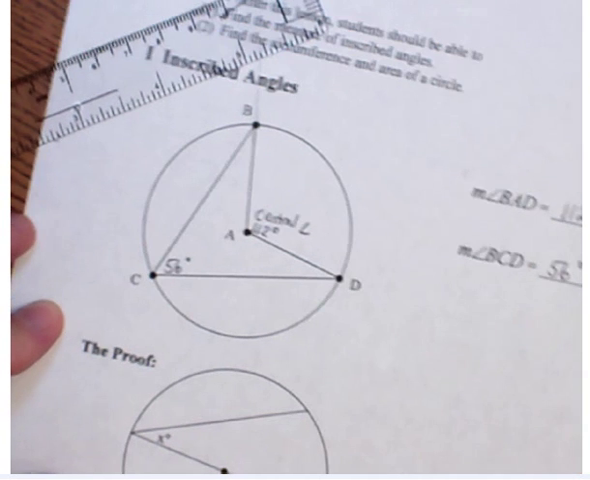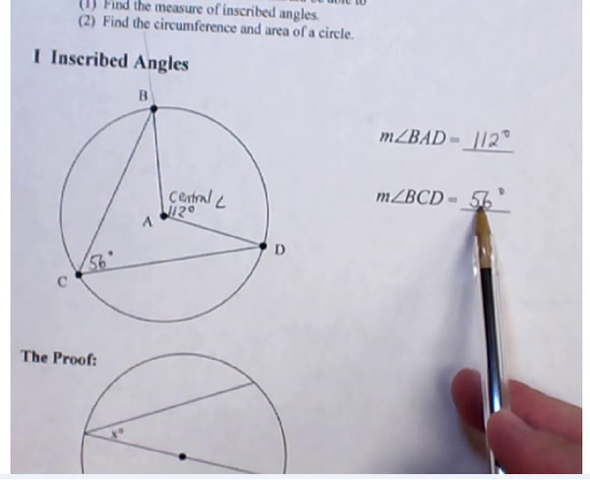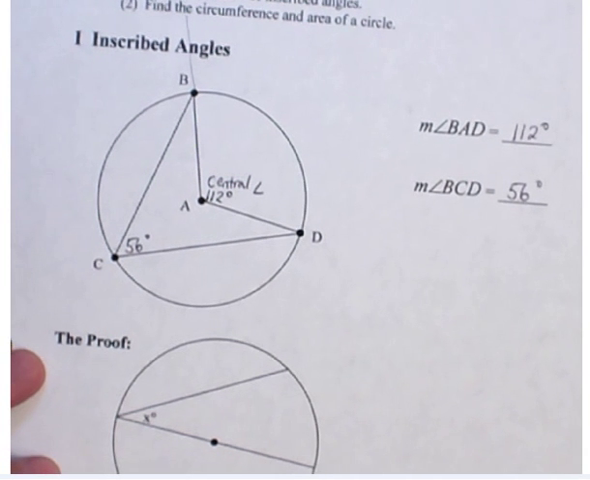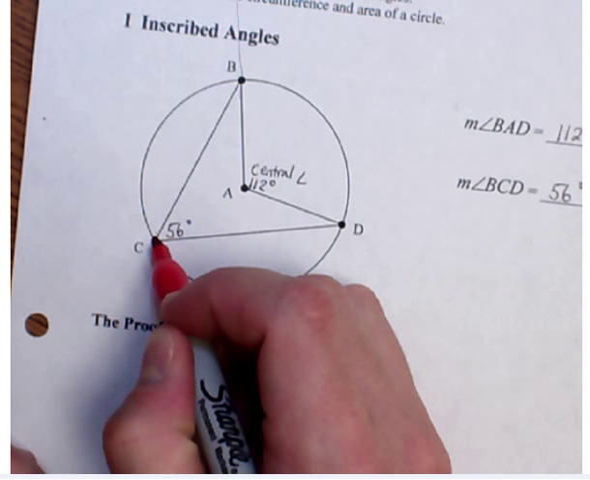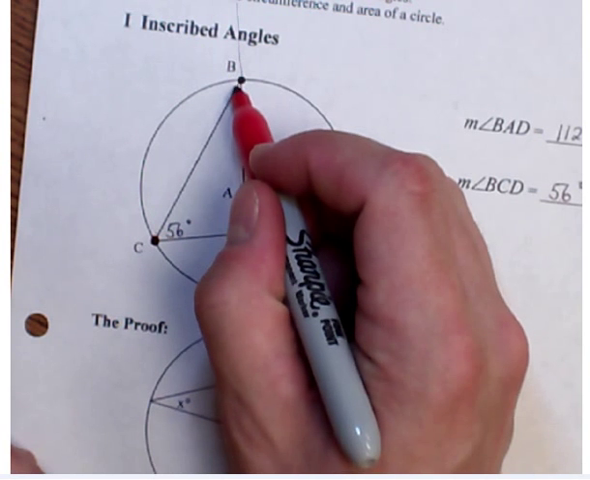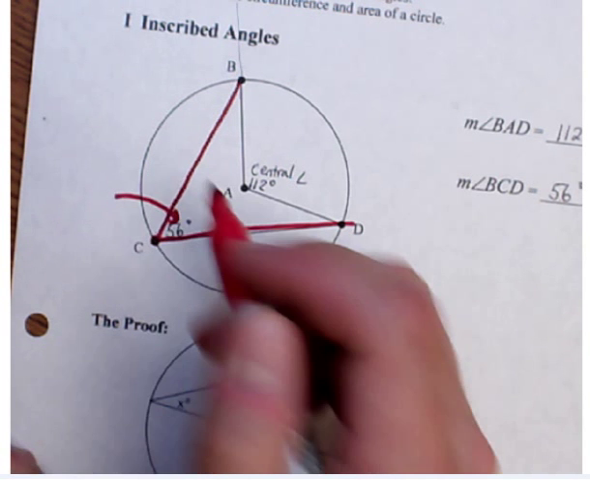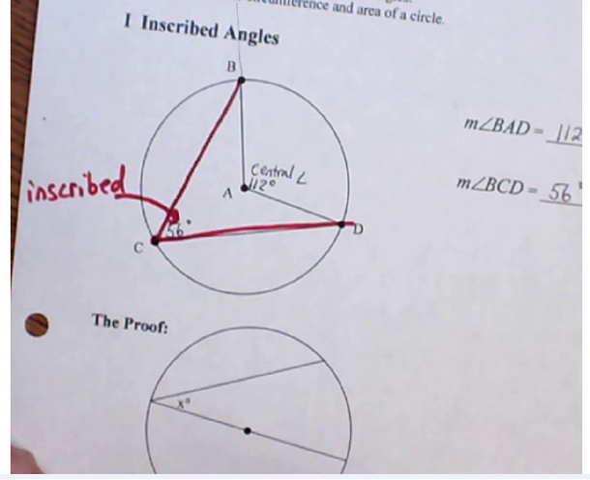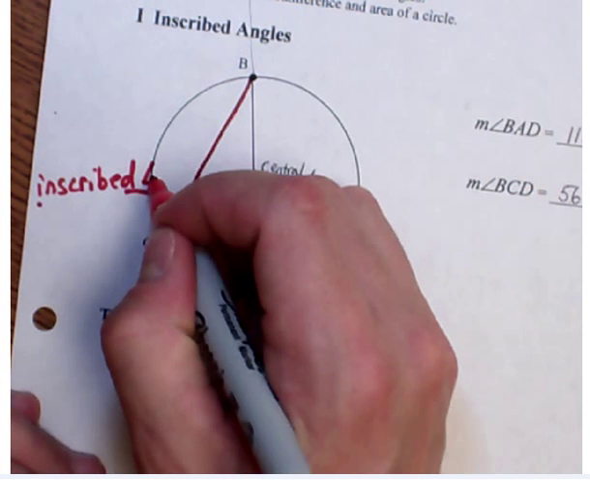Something that you might notice is, if you look at 112 and you look at 56, you'll notice that 56 is half of 112. That's kind of interesting that that relationship happens. Let's do a little vocabulary first. The vertex of the angle is at point C. So here's angle BCD. This kind of angle is called an inscribed angle.